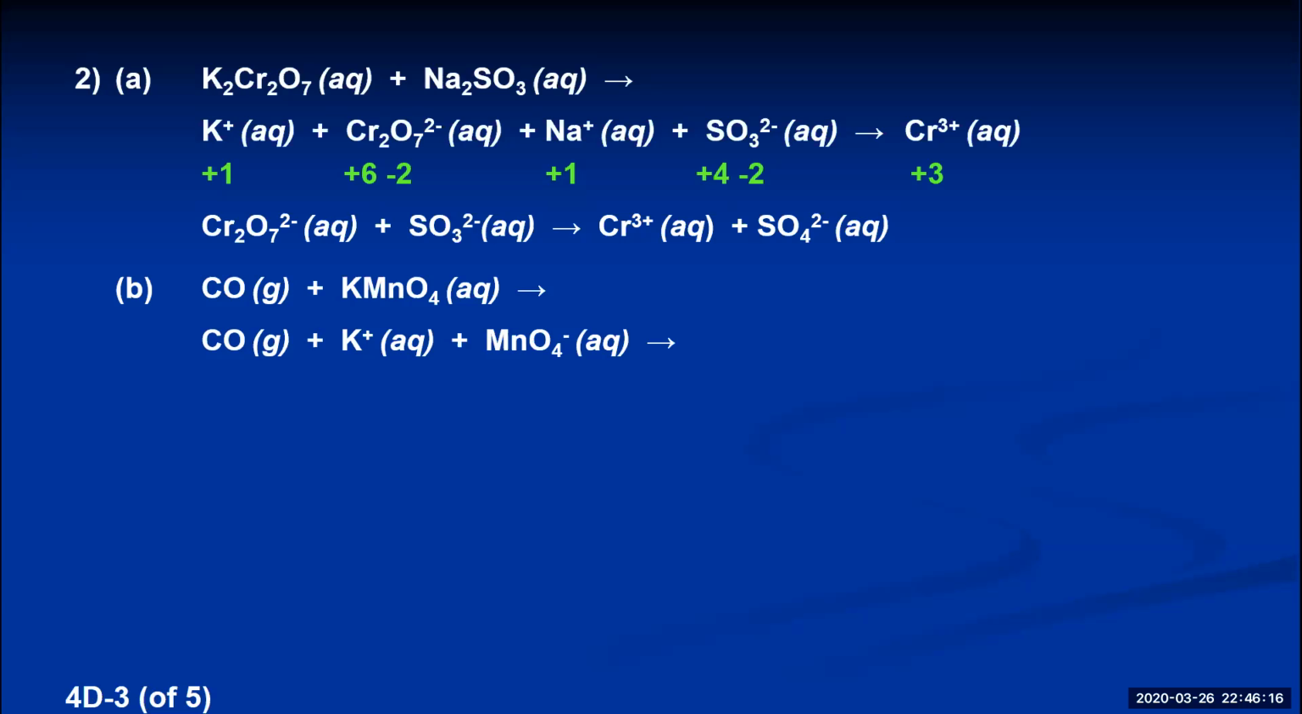The only thing you dissociate into ions are soluble ionic compounds and strong acids, so I leave the carbon monoxide molecule bonded together. It's actually written accurately that way. But the potassium permanganate solution would actually be dissociated into its two constituent ions.